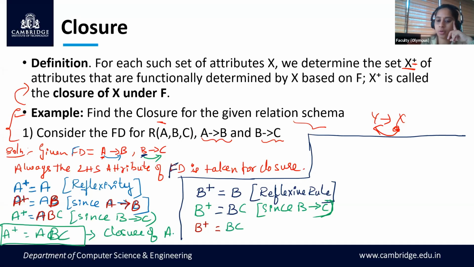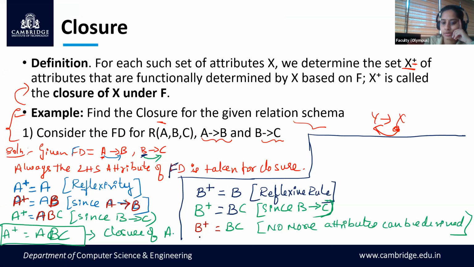So BC is from the old. From B I could derive C. From C can I derive anything? No. No more attributes can be derived. This is for your reference I'm writing. So what is a closure? B closure, BC. So the final B closure is BC. So now you understood about the closure.